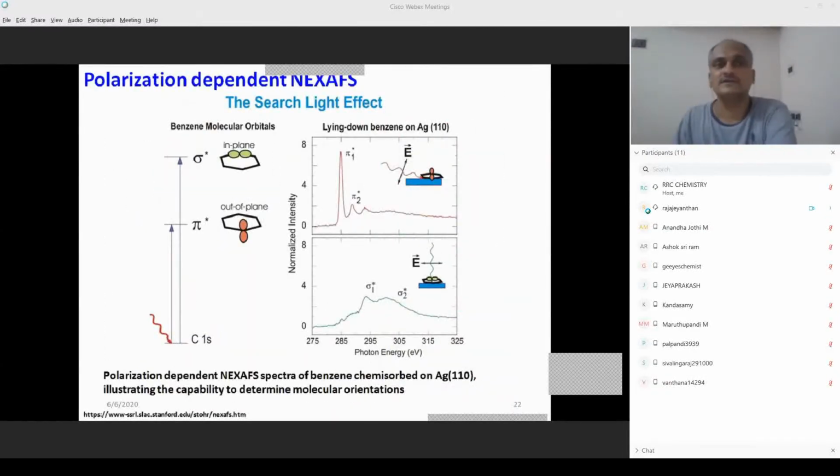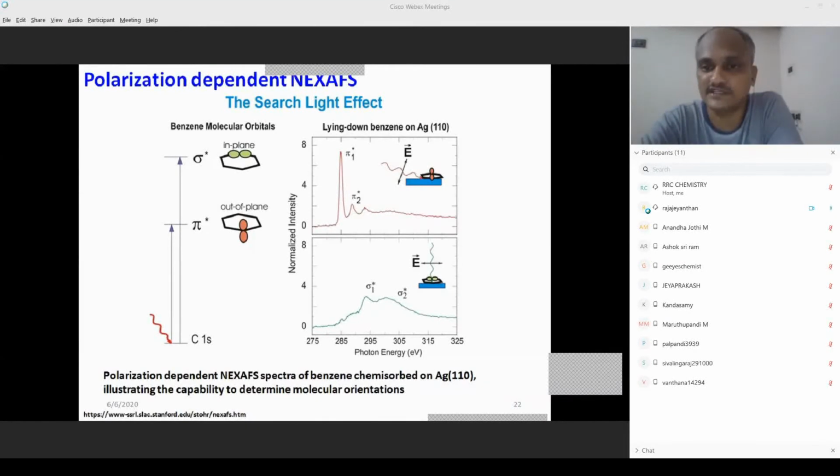And the third one is polarization dependent NEXAFS spectroscopy. What does polarization mean? We all know about plane polarized light, in which the electric field vector is always in one direction. So when we are using plane polarized X-ray light and incident on a material, we can study the molecules that are adsorbed on the surface. For example, here benzene was adsorbed on the silver 110 plane.